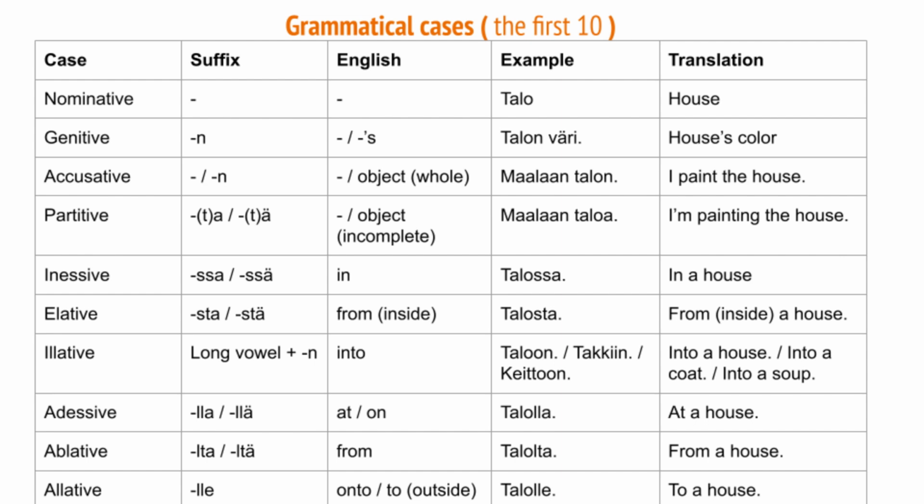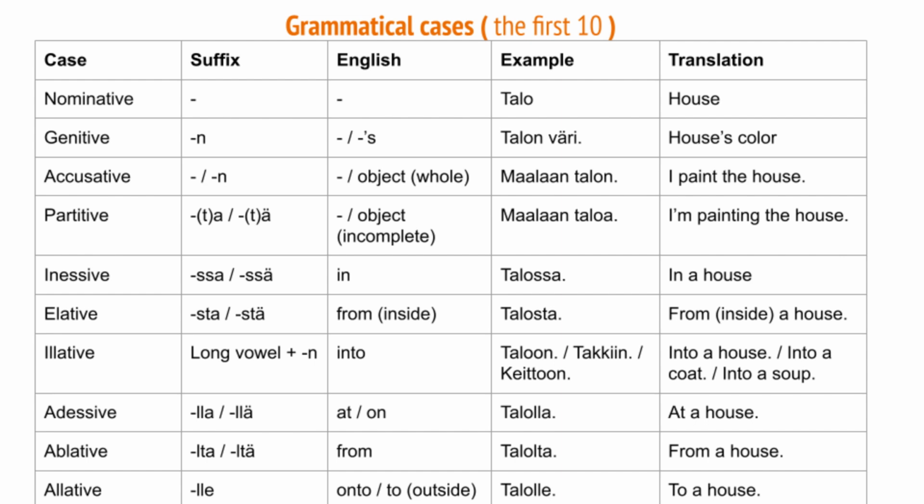The next 6 that we have in here, they are related to locations, as you can see from the examples. The first 3, inessive, elative, and illative. These are when you are in somewhere, you're coming from inside, you're going into. So, talossa, in a house, talosta, from inside the house, taloon, into a house.